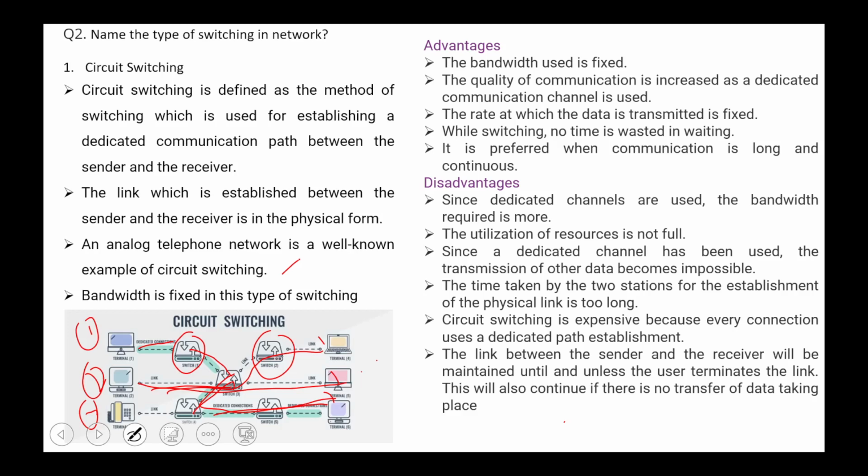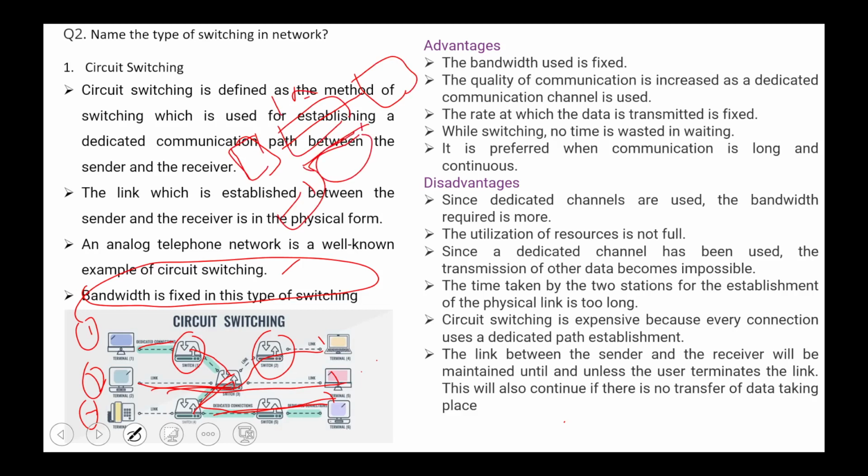So earlier, EPABX machines were used. Yes, yes. Electronic private automatic branch exchange. So the bandwidth is fixed in this type of network. The bandwidth for the user will be fixed. This is point to point communication, and this bandwidth will be utilized by only one user. If a second user wants to communicate data, it will not be taken.